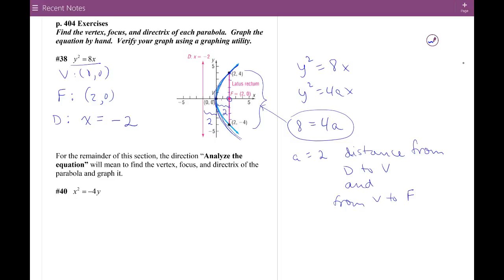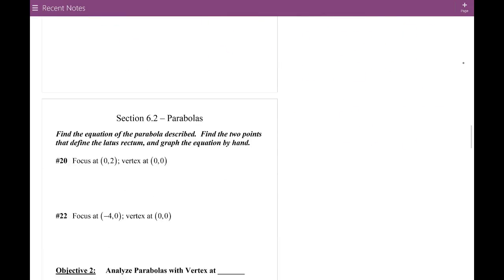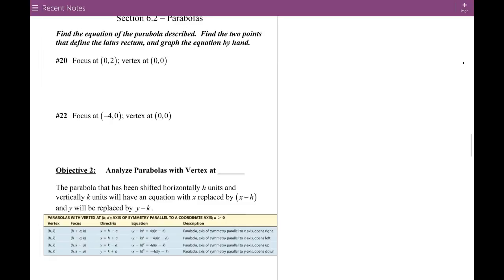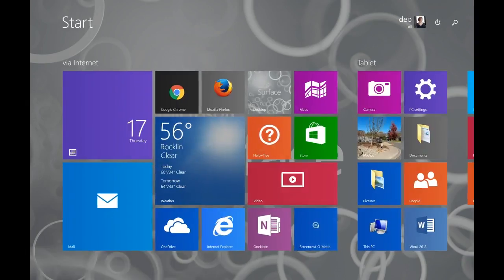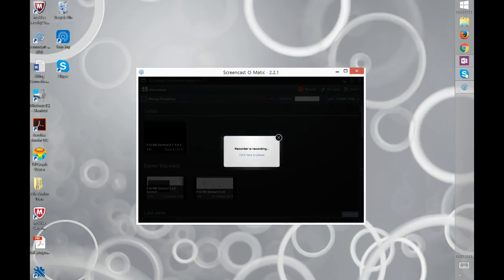So for the remainder of this section, the directions are just going to say analyze the equation, and it will mean find the vertex, focus, and directrix of the parabola and graph it. And so to graph it, you will need the focal diameter. So we'll do more of those together in class, and then we'll also work on these number 20 and 22 I call puzzle problems, and we'll work on those together in class. So I'm going to make another movie for the shifted parabolas so I don't go too long.